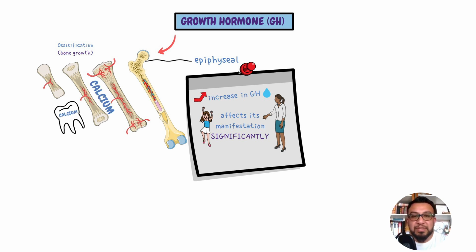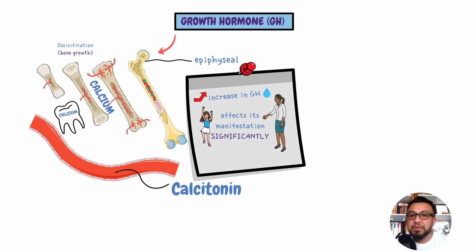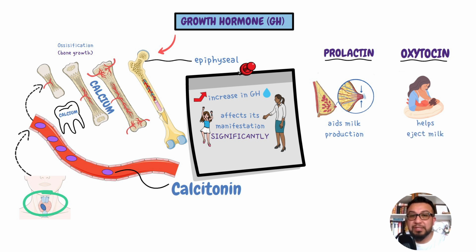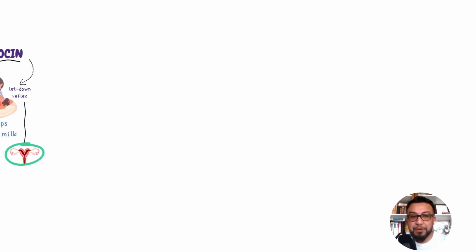Calcium is stored in the bones and teeth. Calcitonin decreases blood calcium levels through deposition into bones. And the parathyroid hormone, or PTH, increases serum calcium levels by reabsorption back into the bloodstream. Prolactin aids in milk production, while oxytocin helps eject milk from the mammary glands. And that's part of the letdown reflex. As the uterus contracts after birth, which stops the bleeding, you also have the ejection of breast milk, which helps the baby feed better.